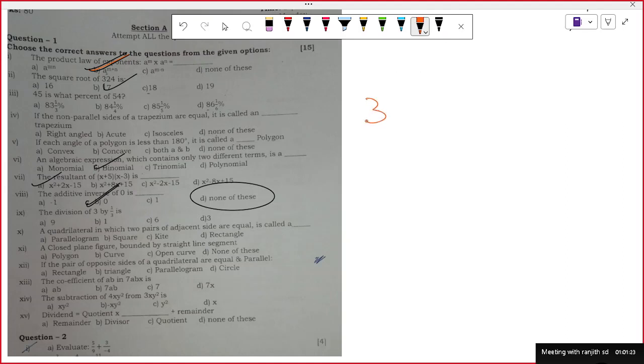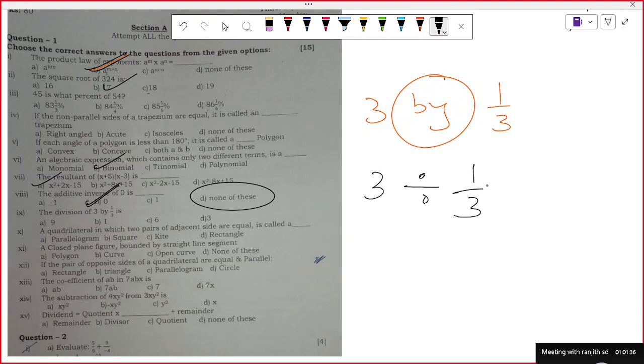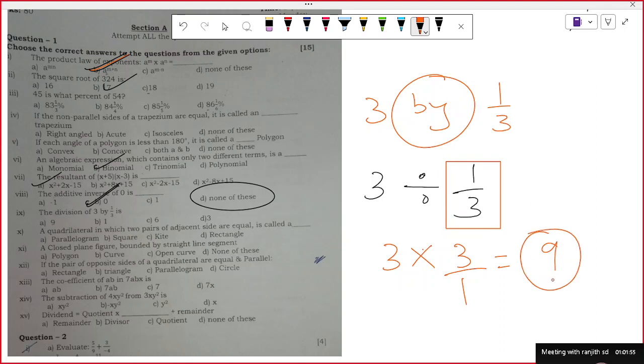Okay, next, the division of 3 by 1 by 3. Try this. What should I write instead of by? The division symbol. What's the answer? 9. Division becomes multiplication, and 1 by 3 becomes 3 by 1. 1 doesn't make any difference in the denominator. So 3 threes are 9. 9 by 1 and 9, both are the same, students. Don't get confused. The answer is 9.